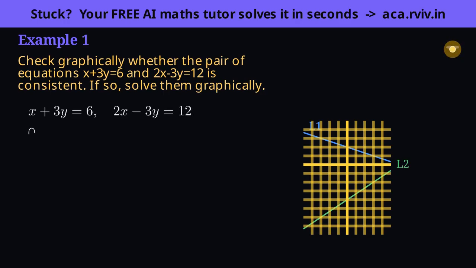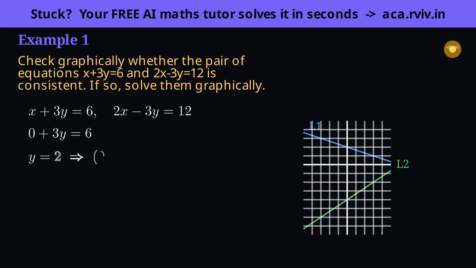For the first line, I'll set x equals 0. Why 0? Because it's the kindest number to substitute, the x term simply disappears, leaving something we can solve in one step. This also happens to give the point where the line meets the y-axis. Now 3y equals 6, so I divide both sides by 3 to get y alone. That gives y equals 2, our first point, (0, 2), right on the vertical axis.